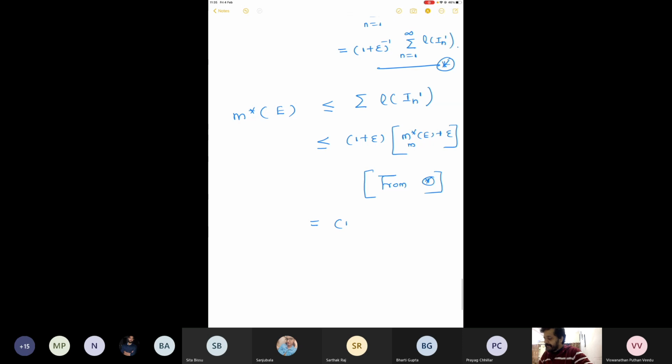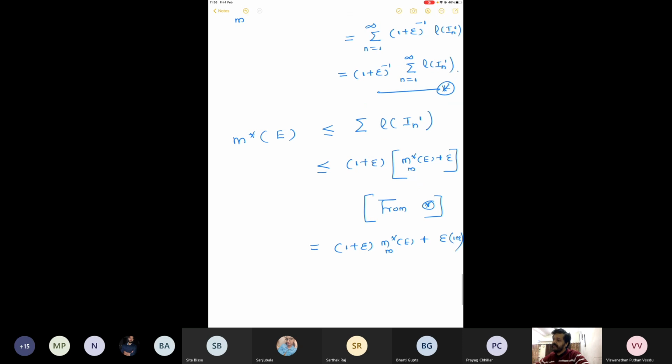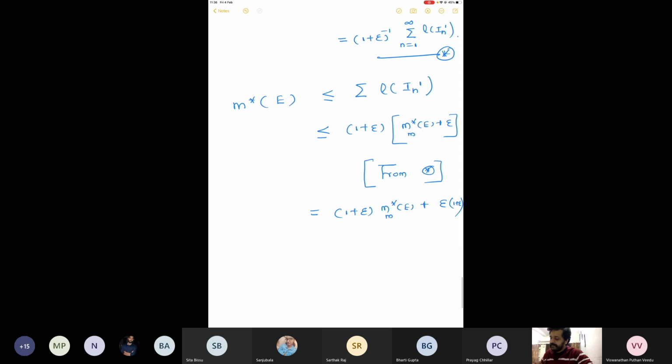That is (1 plus epsilon) times m*(E) plus epsilon times (1 plus epsilon). Now remember, epsilon is arbitrary. Therefore, this should give that m*(E), you can adjust your epsilon suitably. Maybe some epsilon dash you have to work, and then epsilon dash you can take as 1 by (1 plus epsilon) or whatever. Finally, you will get m*(E) is less than or equal to mm*(E). These things can be adjusted again.